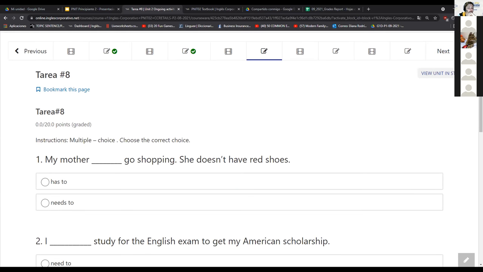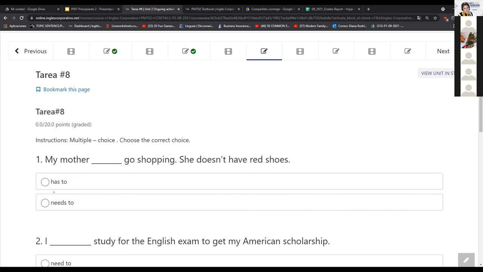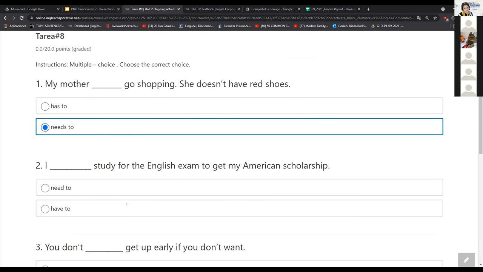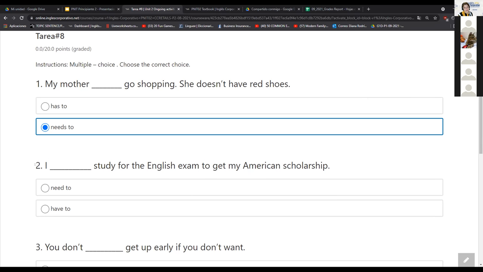Instructions, multiple choices. Choose the correct choice. Well, choose the correct option would be better. My mother needs to go shopping. She doesn't have red shoes. Needs to. My mother needs to. Maybe. I study for the English exam to get my American scholarship. Need to or have to? What do you think it can be? Necesito estudiar para mi examen or I have to, tengo que? You need to. Aquí tenemos opiniones encontradas. Okay, so it's I need to study for my examen.